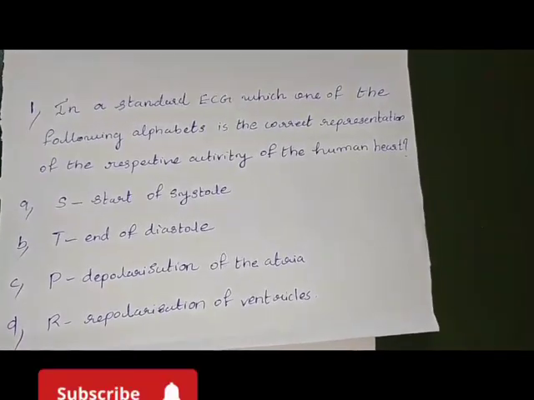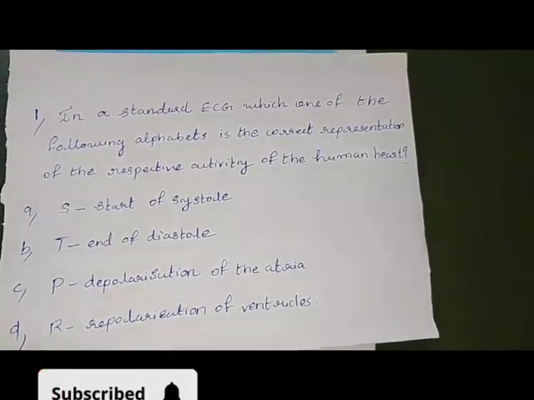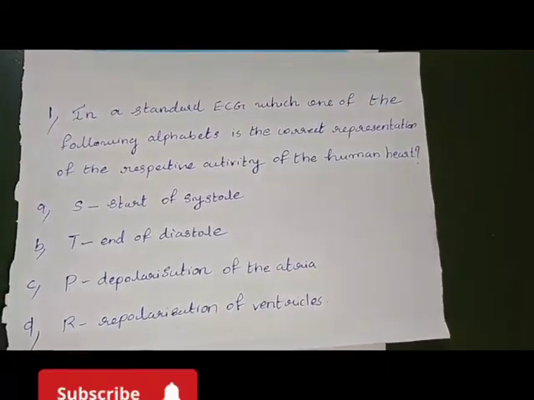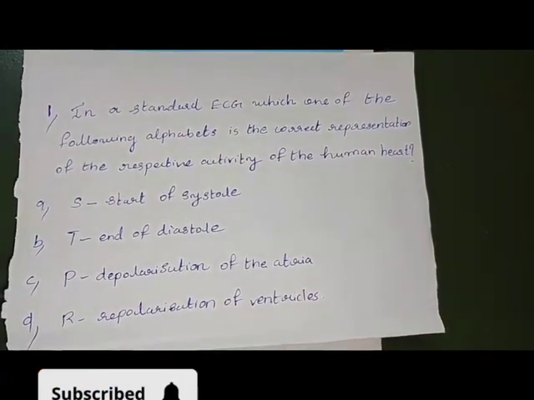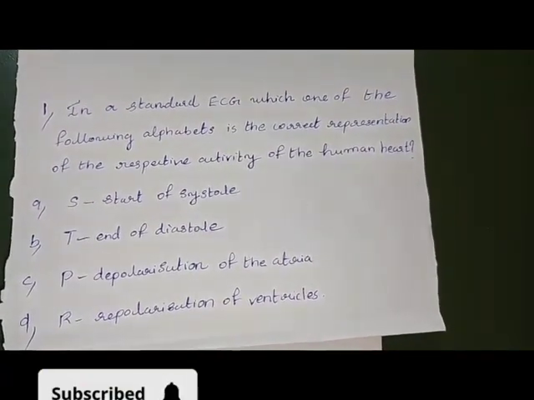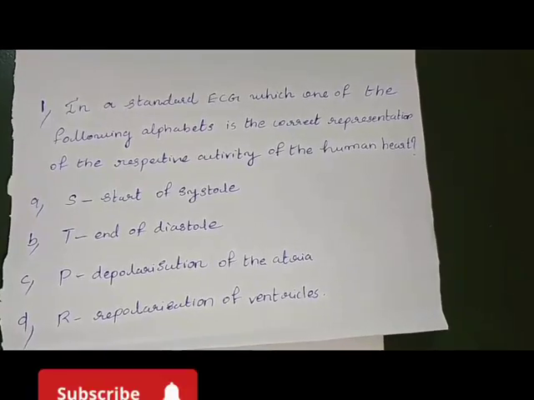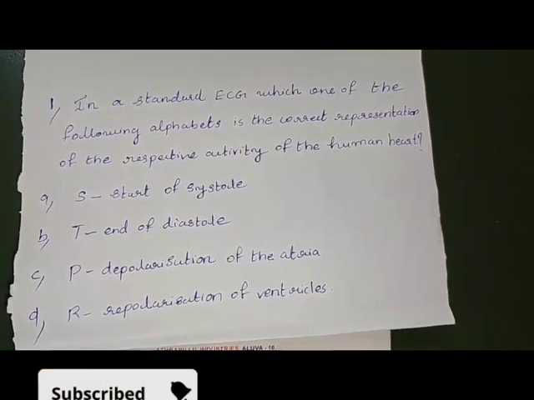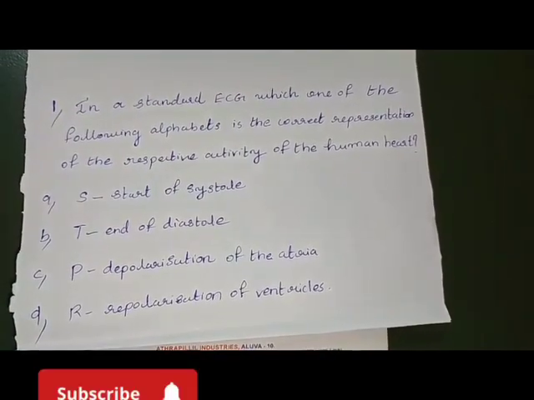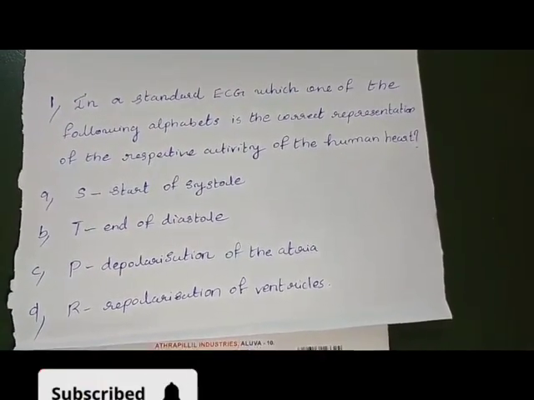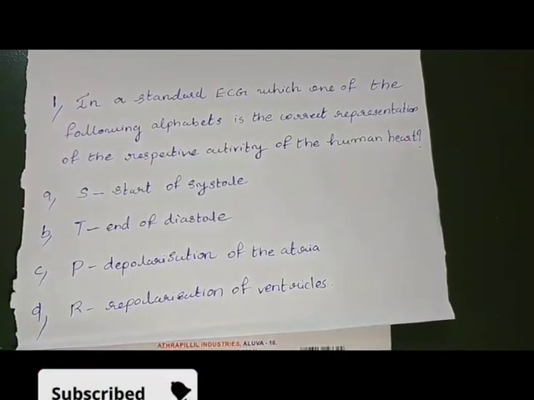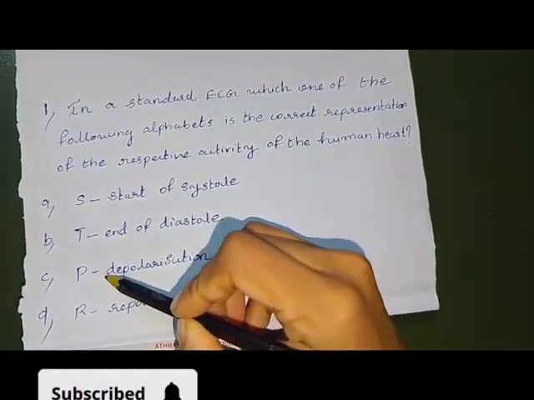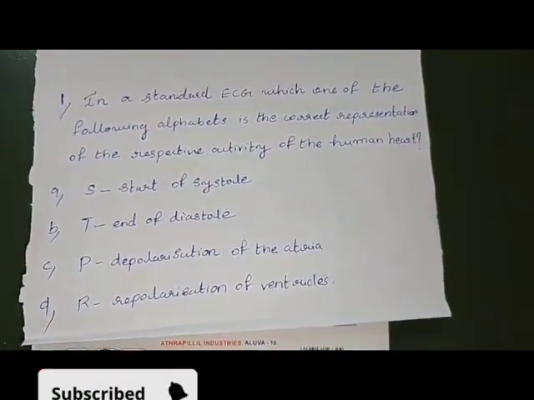1. In a standard ECG, which one of the following alphabets is the correct representation of the electrical activity of the human heart? S. Start of systole. T. End of diastole. P. Depolarization of atria. R. Repolarization of ventricles. Answer option C. P. Depolarization of atria.